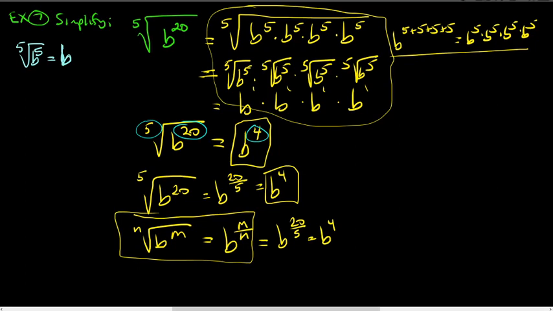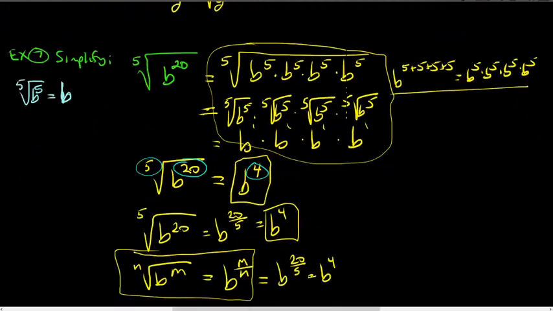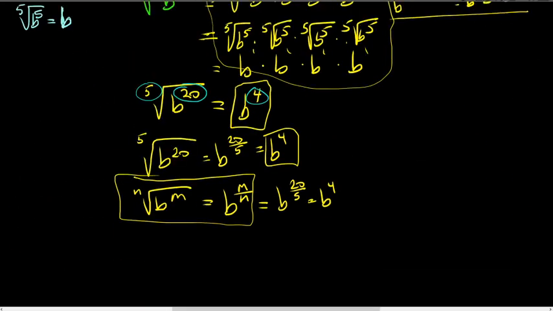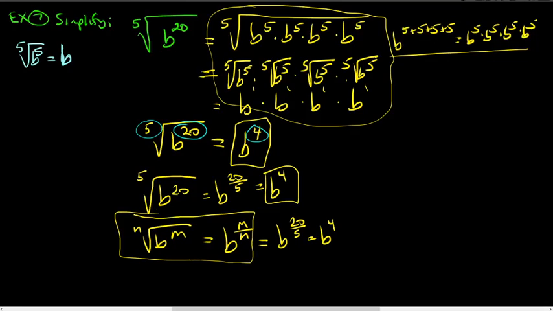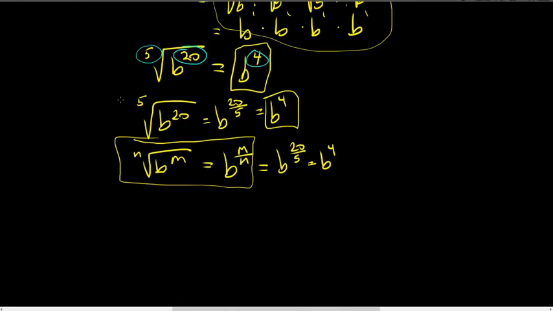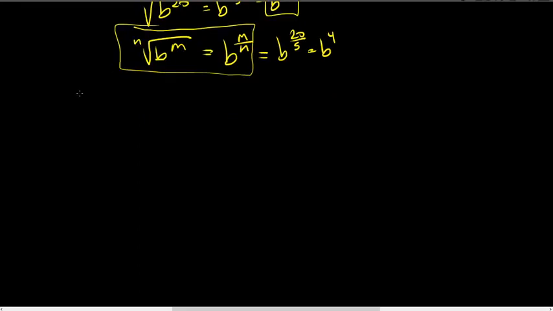Okay, so let me go back to example 6 then and show you that this is not always going to be this easy here. Actually, let me just go on to a new example. I'm not going to go back to this. So example 8. How about if we simplify the cube root of x to the power 11?